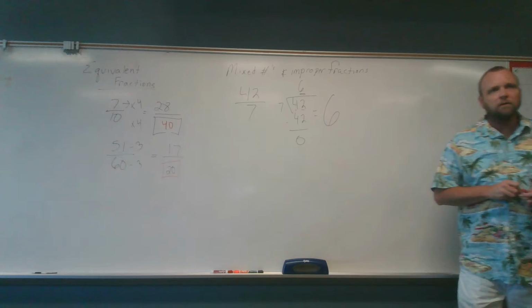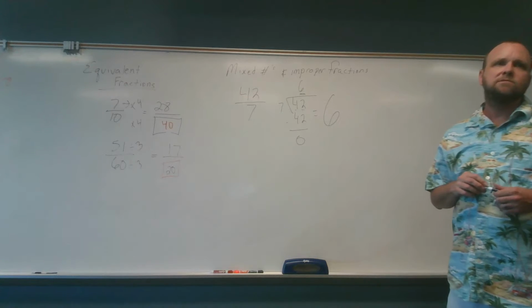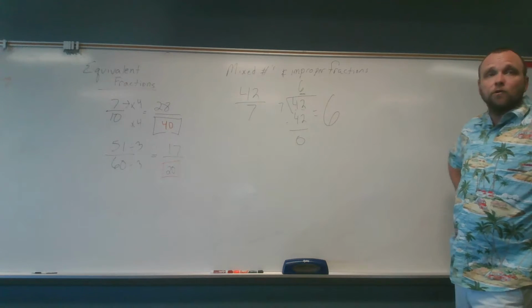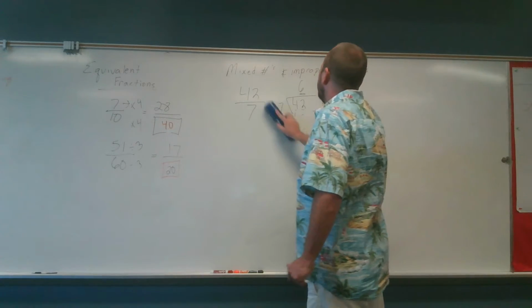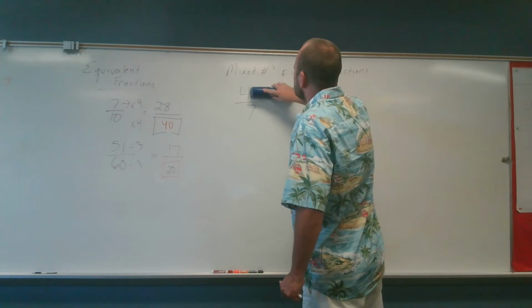If there was a remainder, then that would be your numerator. Let's look at another one. Let's make it 43 sevenths.